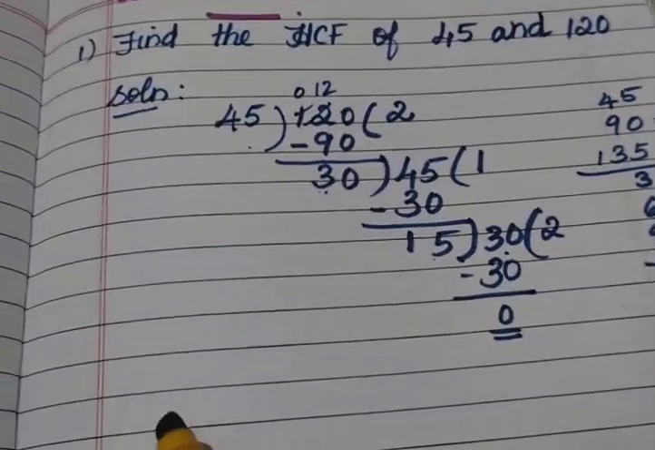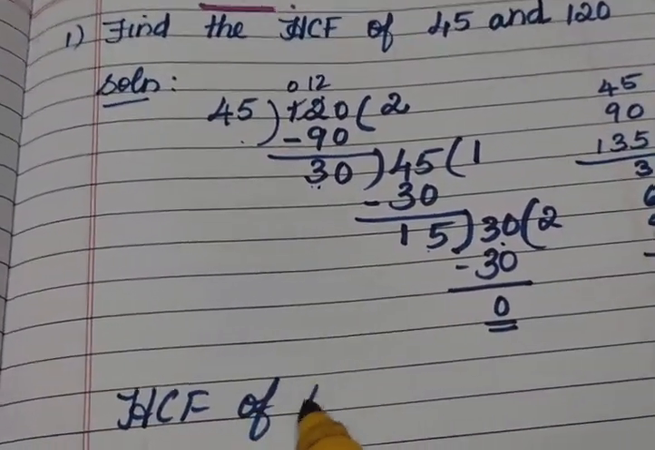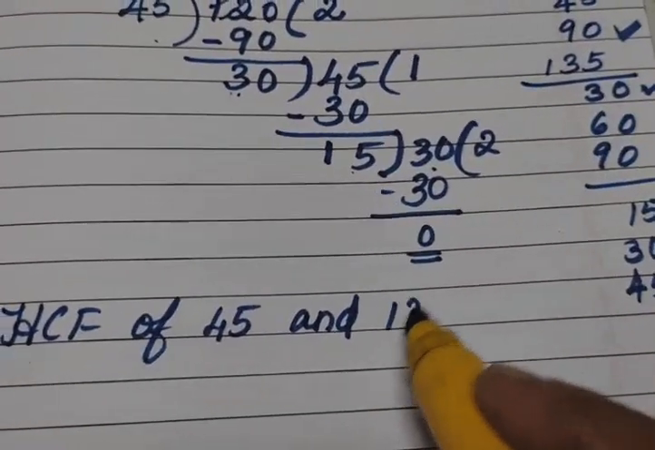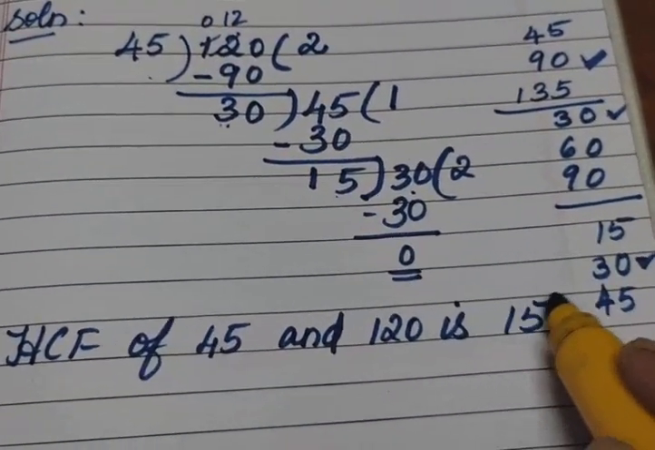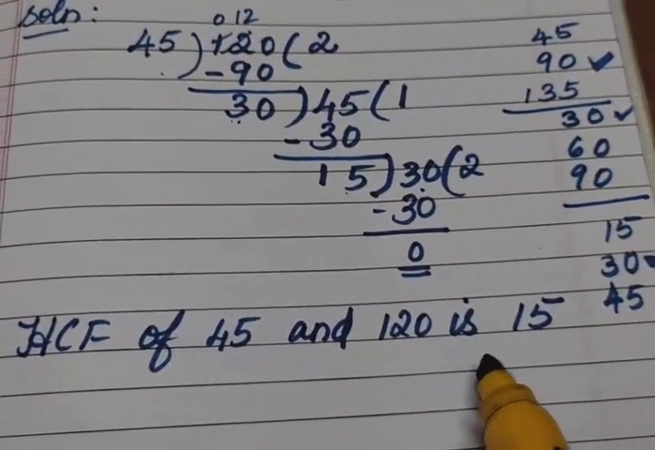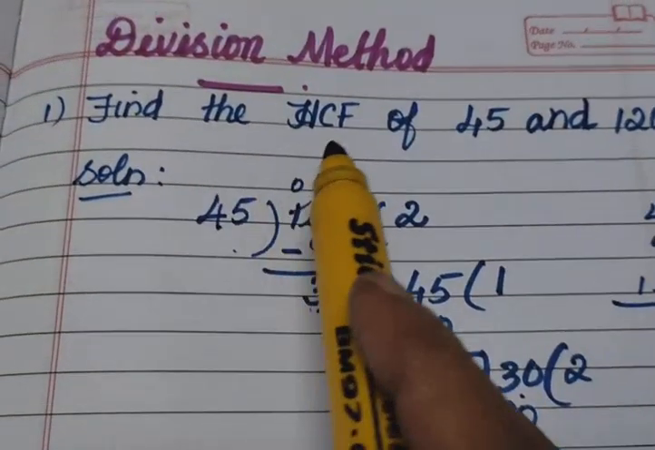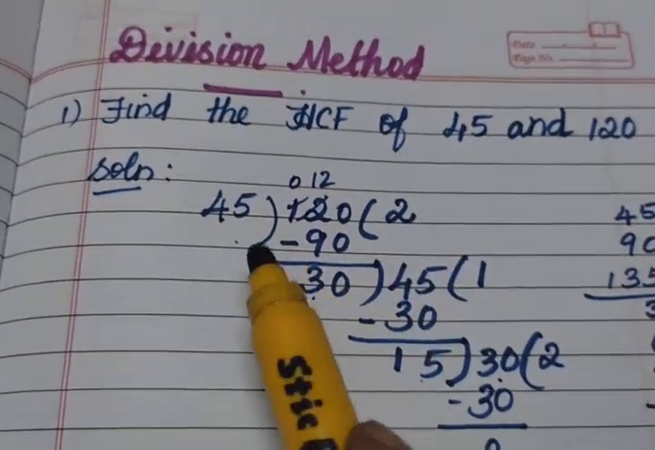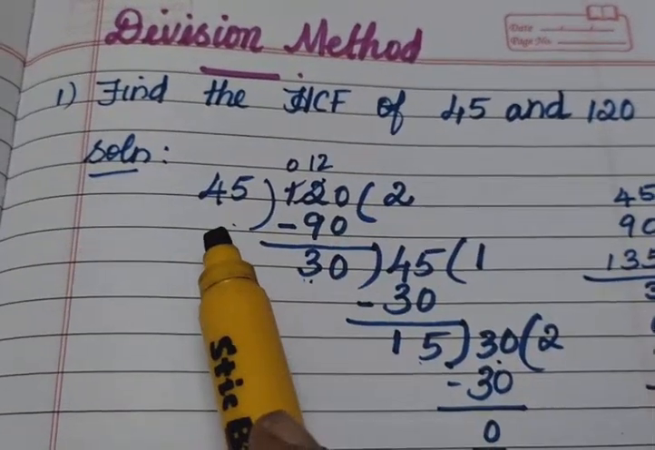Got it? What is the HCF of 45 and 120? This last divisor 15. So HCF of 45 and 120 is 15. Understood children? First find the HCF of 45 and 120 using division method. So here first you have to divide the greater number by the smaller number.